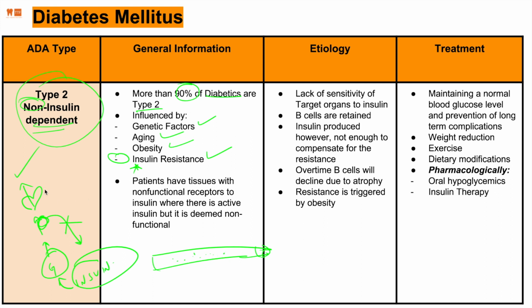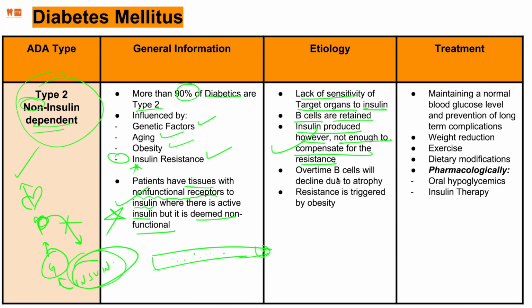Our target tissues, target organs, are resistant to insulin. So insulin is still present. Patients have tissues with non-functional receptors to insulin, where there is active insulin, but it's deemed non-functional. Etiology: lack of sensitivity of target organs to insulin. Beta cells are retained, insulin is produced, however, not enough to compensate for this resistance.